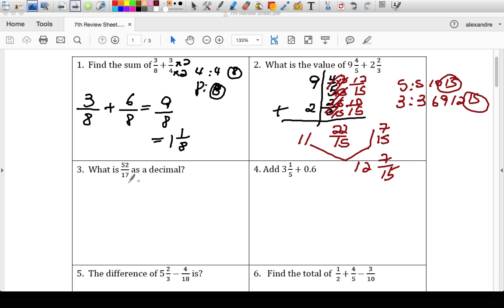Okay? What is 52 over 17 as a decimal? You're going to divide, right, to change a fraction to a decimal. You divide, and let's see, you will get a non-terminating decimal, so it's going to be 3.0588, and it's going to go on and on. So for our sake, we're just going to round this to the nearest hundredth, right here. Make that 0.6.